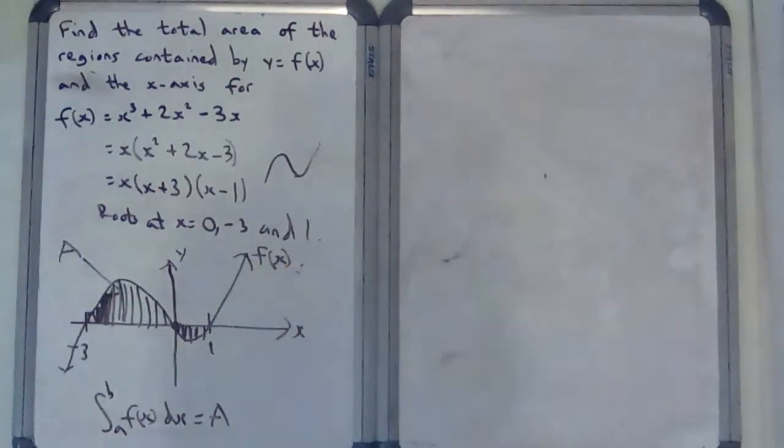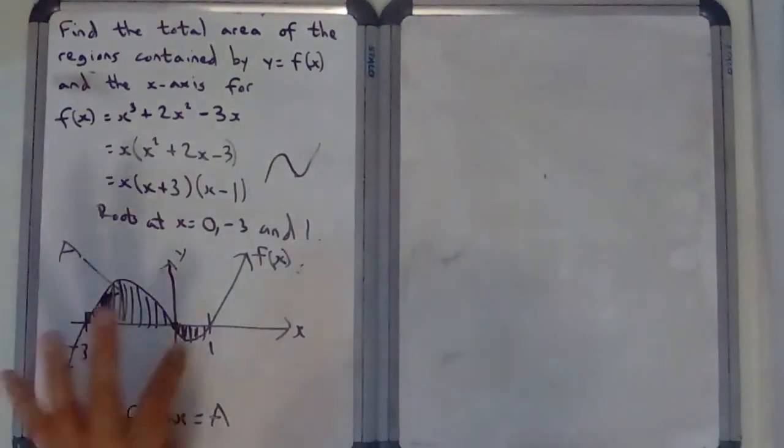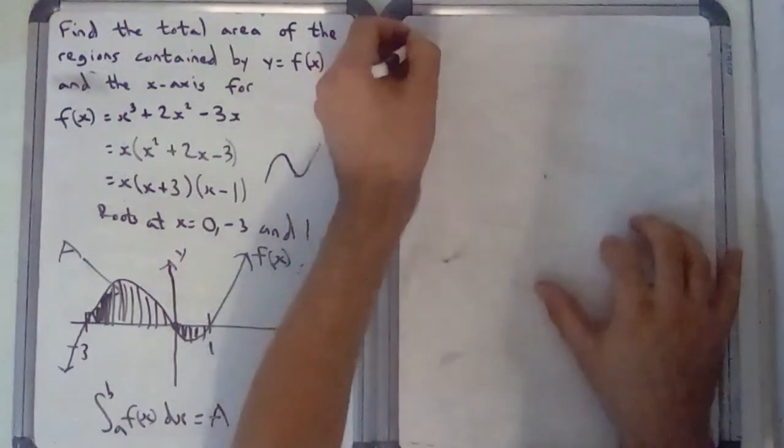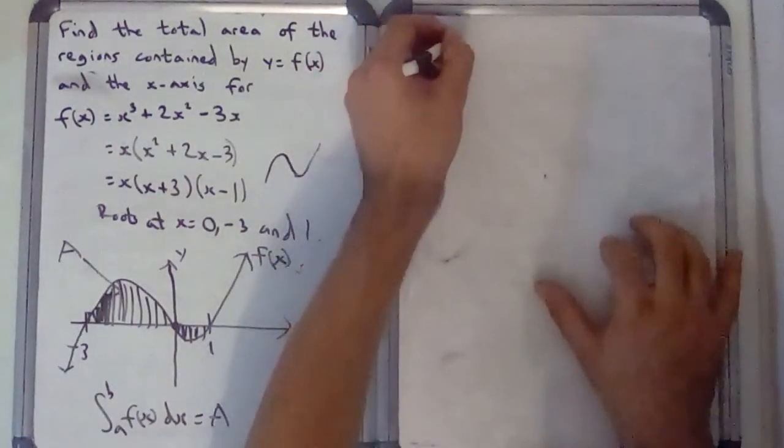So if we integrate the whole thing, you'd end up with something that's not right, because some of this negative area would cancel out some of this positive area. So what we need is the whole bit of area. So what we need to do is split the integral. So the total area is going to be the integral.